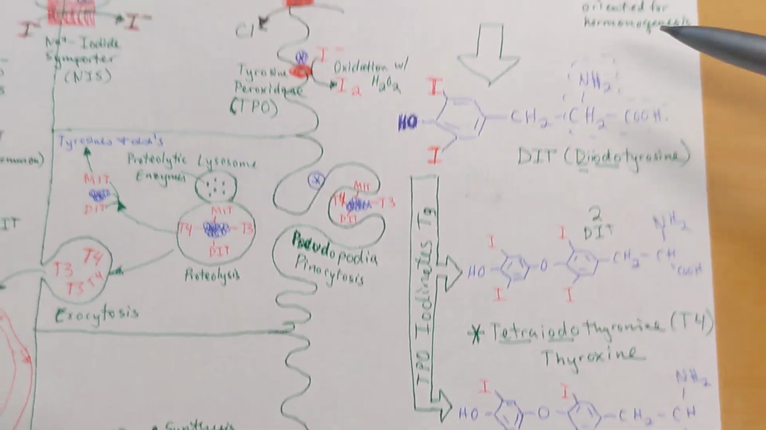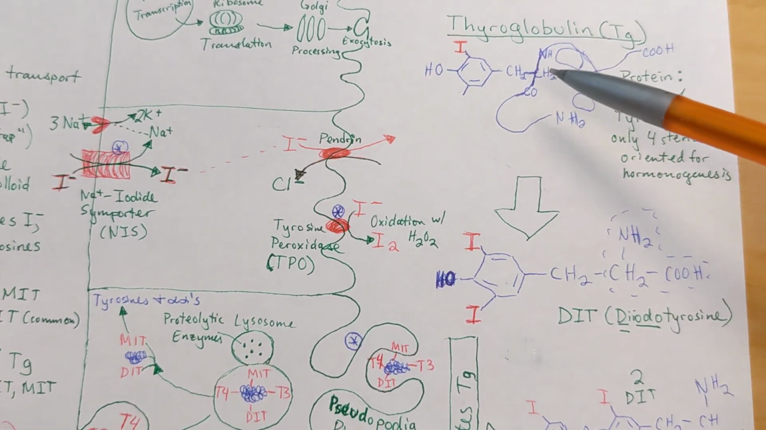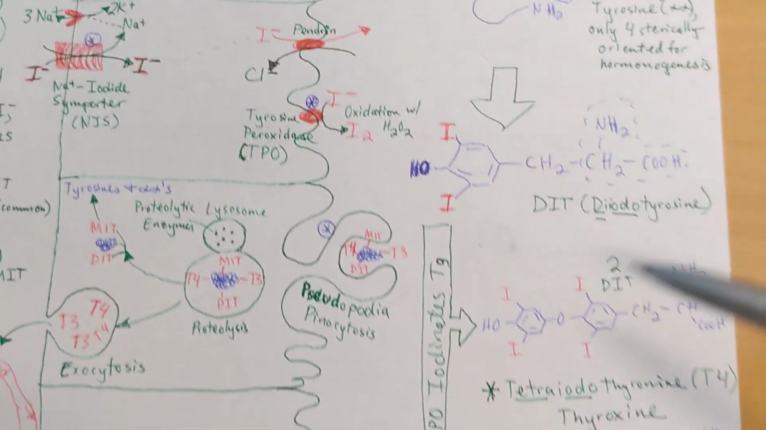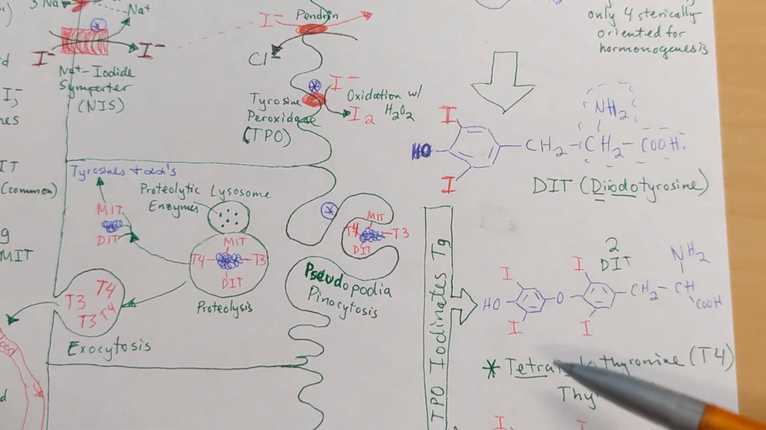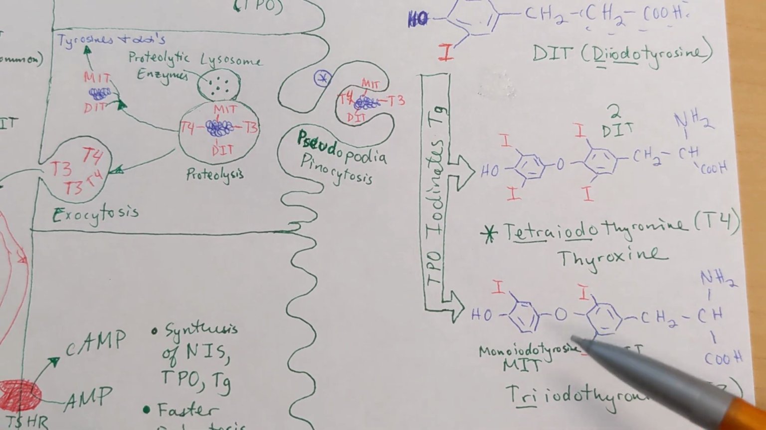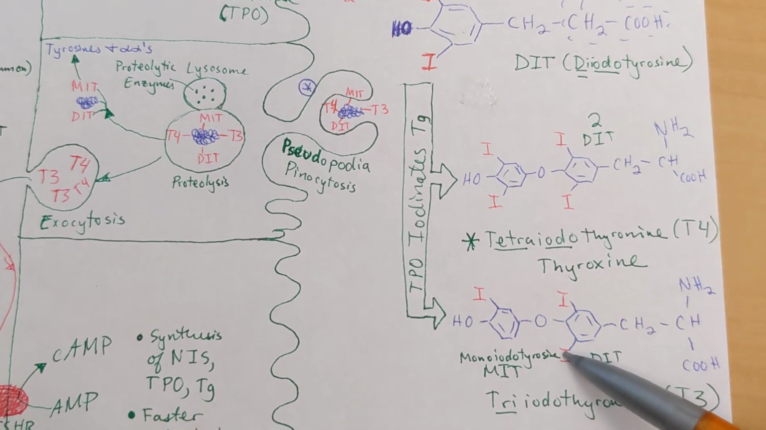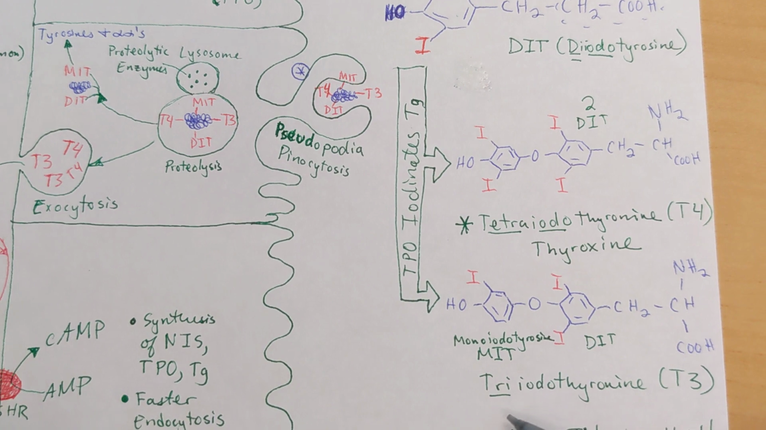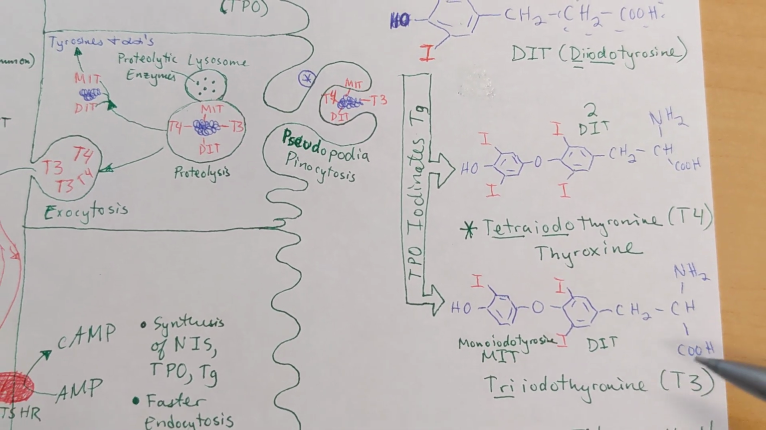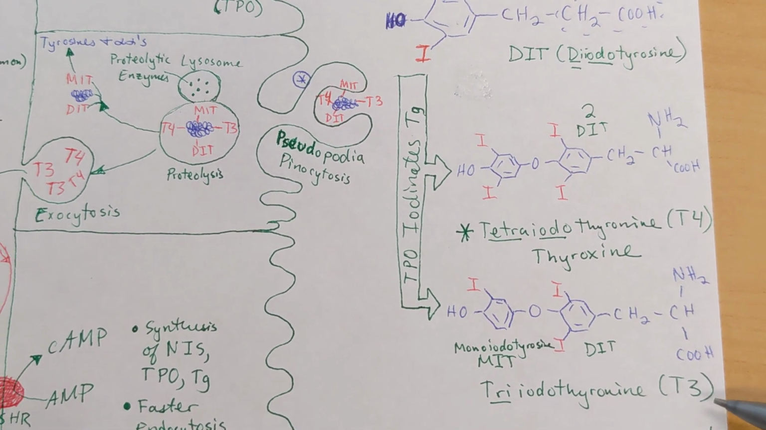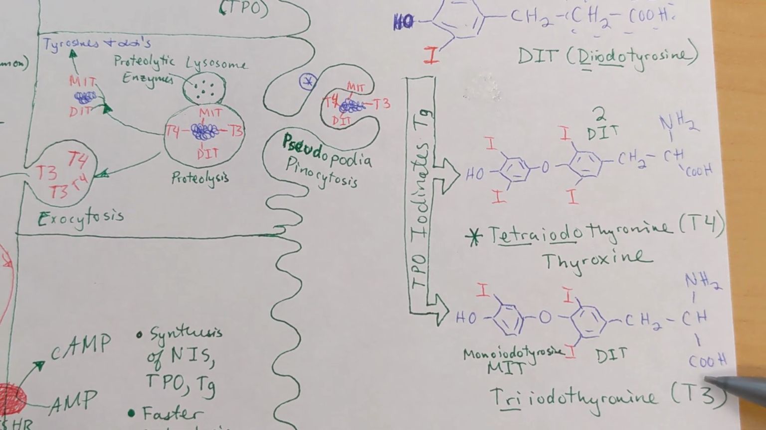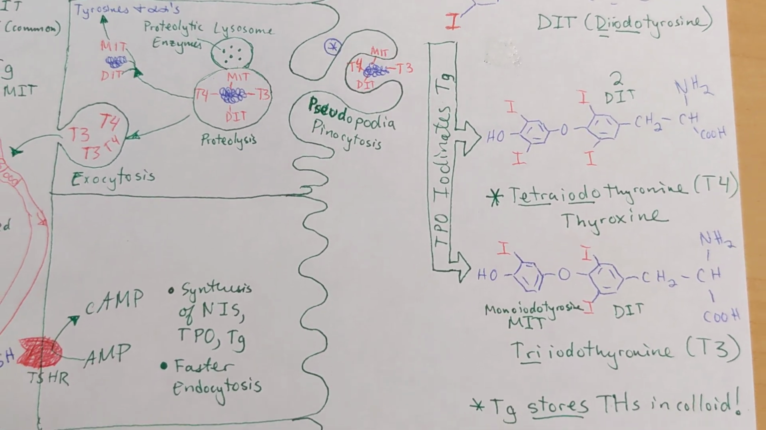And so on a single thyroglobulin, there might be a series of MITs, a series of DITs, and so TPO is just going to iodinate and join these two molecules together. When there are 3 iodines, as we can see here, this is called triiodothyronine, or T3. In general, this is the more active form of the hormone, but again, it's not being released yet because it is bound up to the rest of the thyroglobulin molecule.